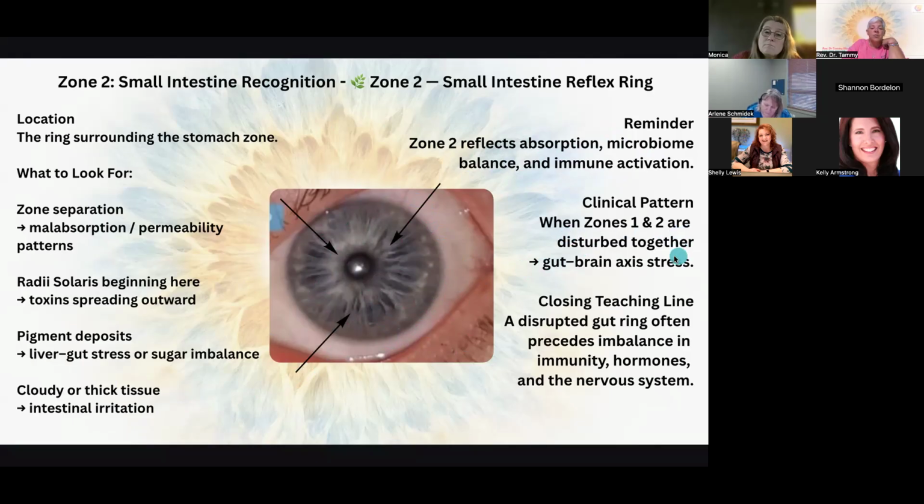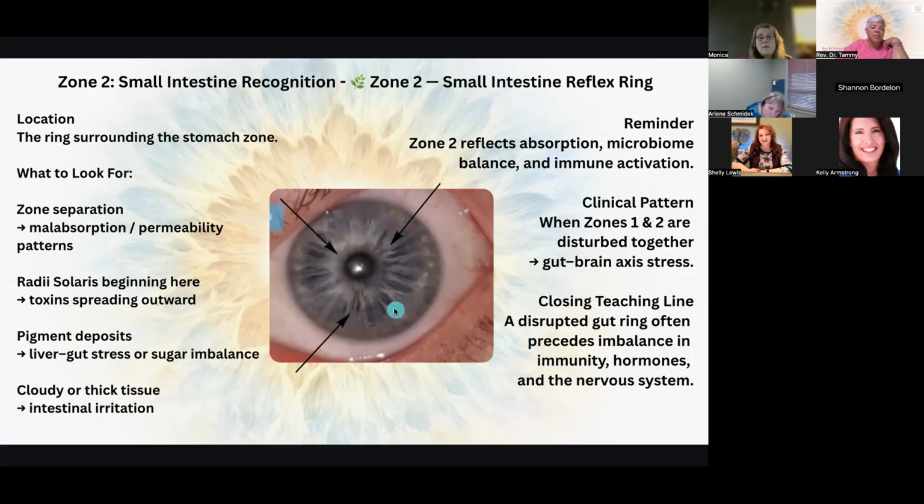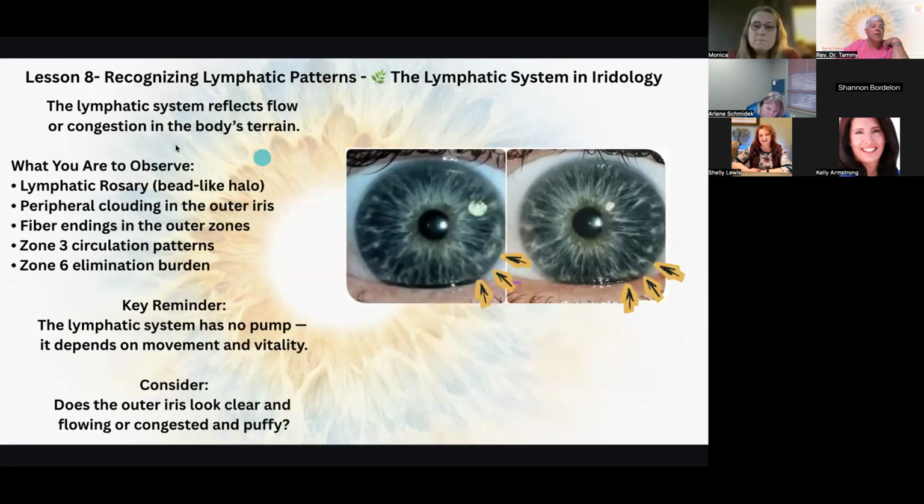When zones 1 and 2 are disturbed together, gut-brain axis stress. They probably have a lot of foggy brain. They have a hard time getting tasks done. They have a hard time staying focused on anything because they've got a lot of that going on up here. Closing teaching line: a disrupted gut ring often precedes imbalance in immunity, hormones, and nervous system. So we already see some of the nervous system dysregulation going on with this person. They're having some troubles here.